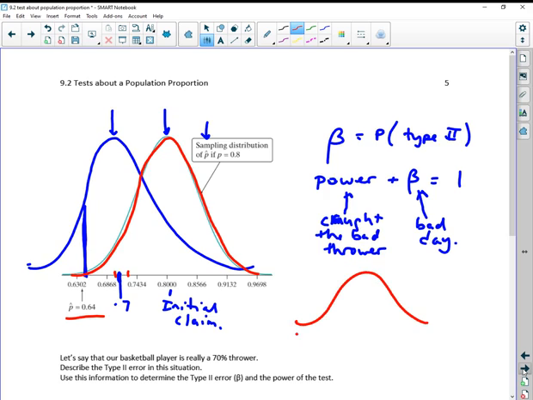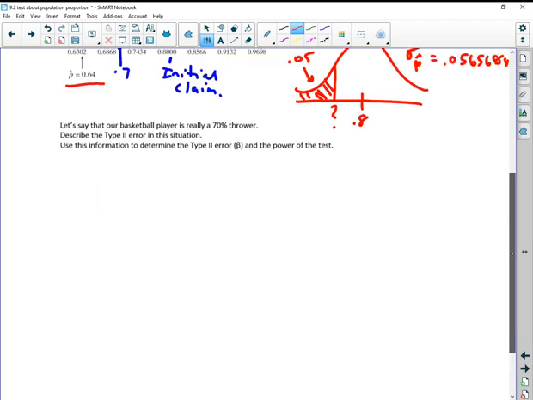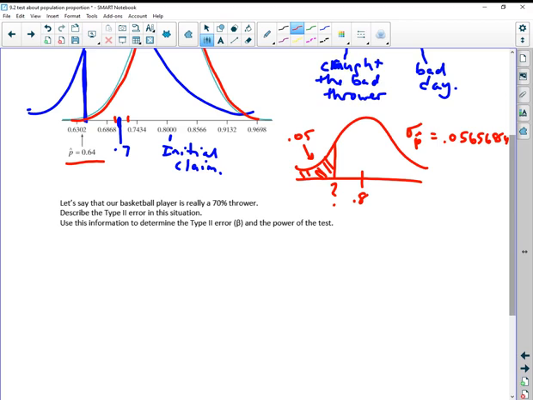What value on the number line down here would give me an area of 0.05? What number would he have to shoot in order for that to happen? Let's find out. We know that we are assuming it's a 0.8. We had our standard deviation of the statistic from the last page. We know it was 0.05656854425.